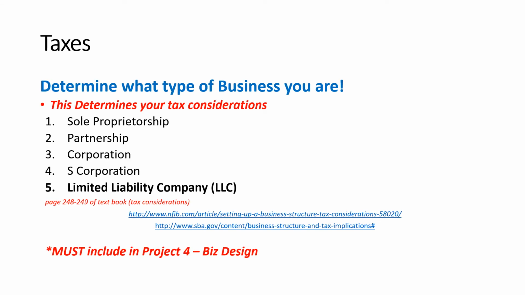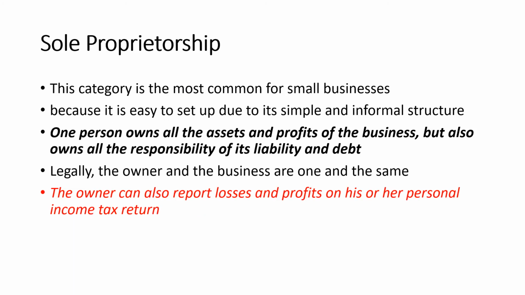Last, when we get into taxes, then you want to determine what type of business you are. And this you have to add to the definition of your business type. Again, there's 5 types here. Most of you will use a limited liability company. This is not in the textbook, so this is a key component to add. You must include it in Project 4 at the beginning of your business design. So sole proprietorship is really what you end up doing: you're the owner of the business. The negative here is that this comes out of your own personal income tax too.